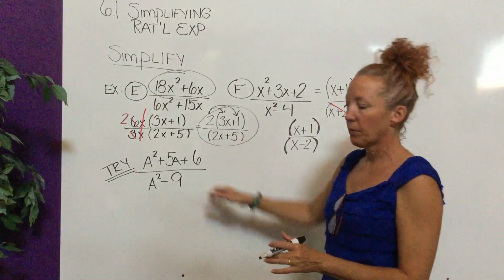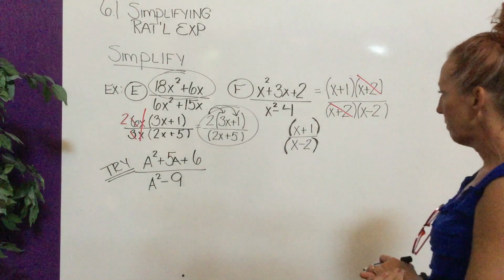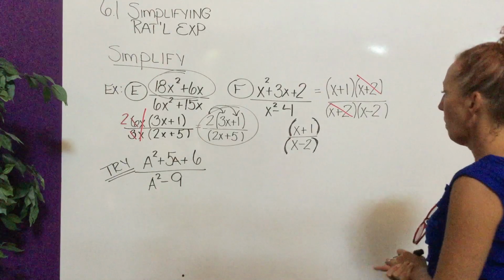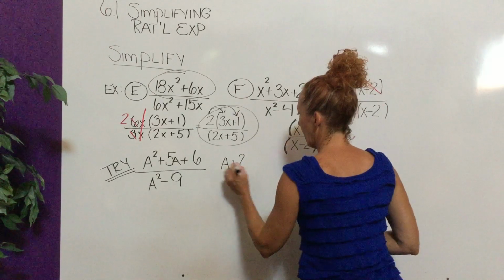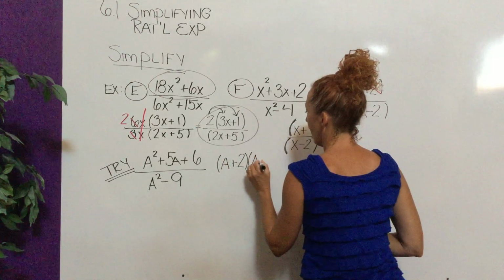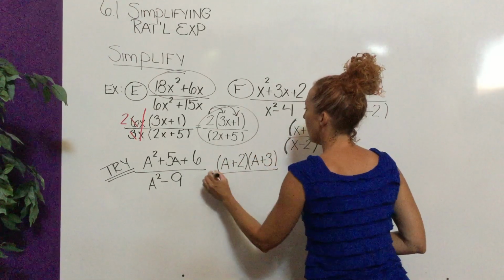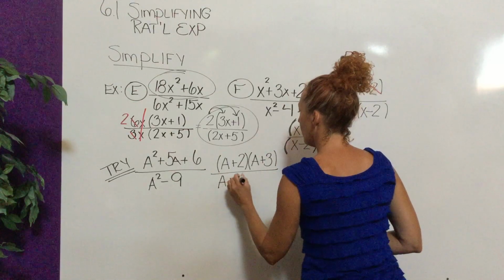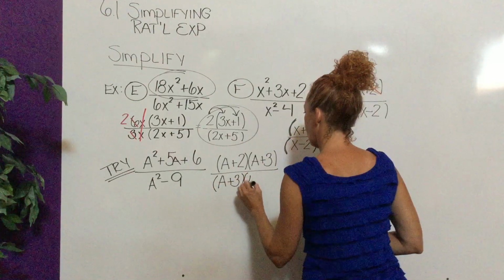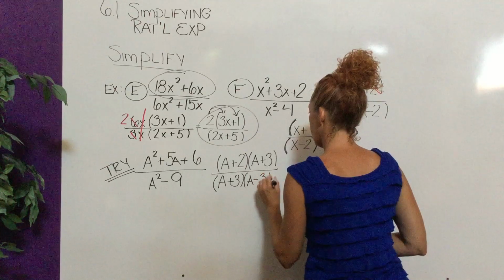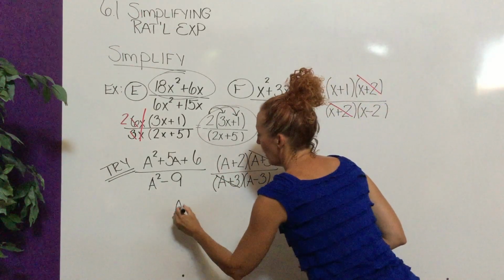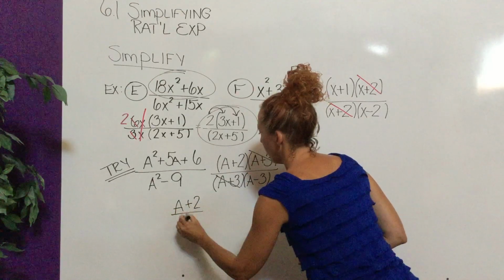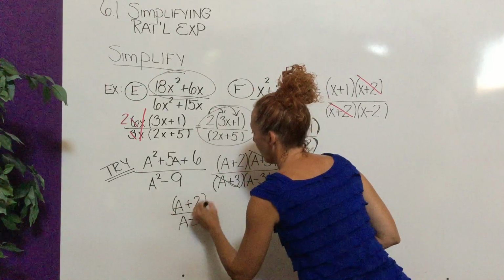Go ahead and try this one if you haven't already. The numerator is going to factor two numbers that multiply to 6 and add up to 5, and notice how everything is positive. And then on the bottom, you have once again the difference of two perfect squares. So the a plus 3's cancel, and so you end up with a plus 2 over a minus 3.